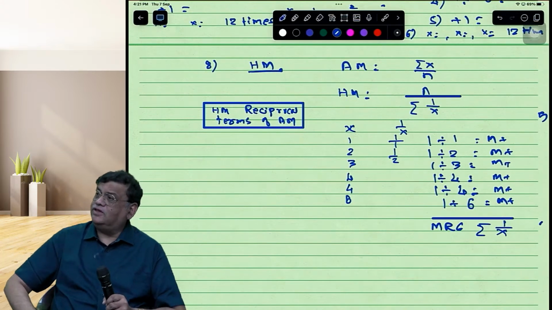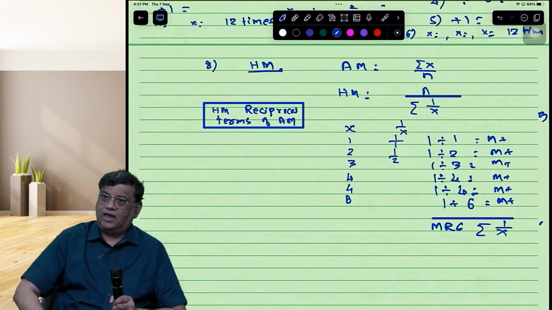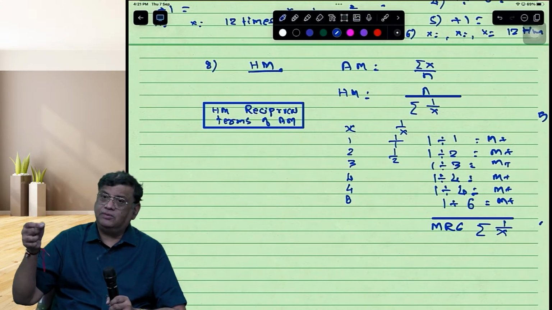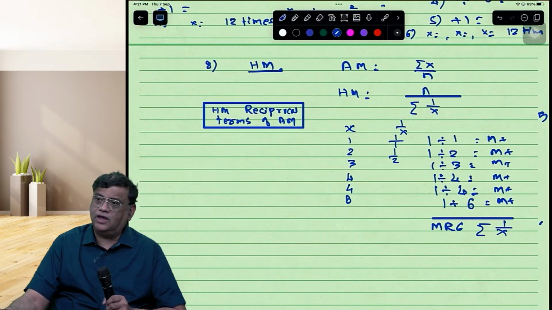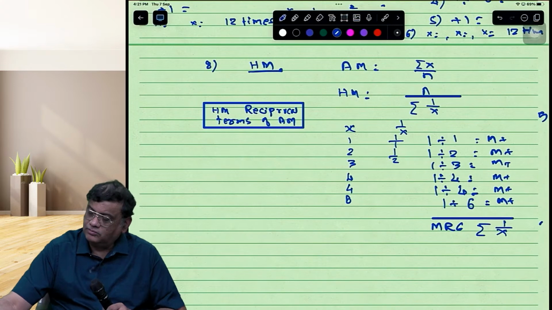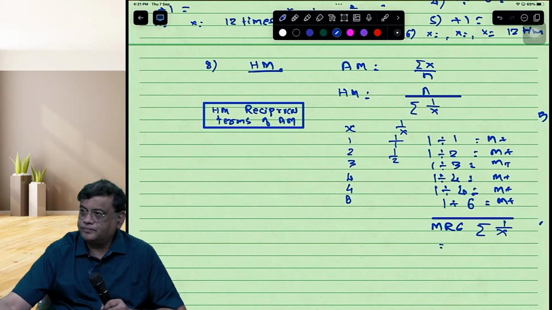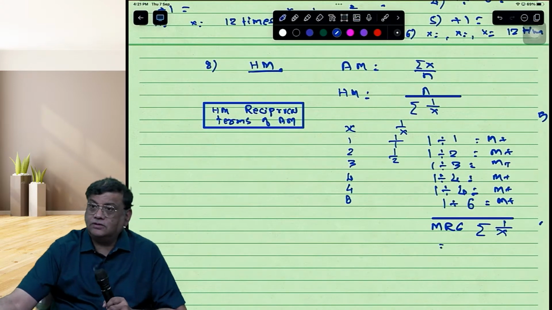And therefore best way is what? Use the memory. m प्लस का मतलब होता है मेमोरी में वो ऐड होता है. And therefore 1 upon 1 equal to m plus, 1 upon 2 equal to m plus, 1 upon 3 equal to m plus. Like that if you do, you will get MRC. So tell me what is that total? How much is that total?